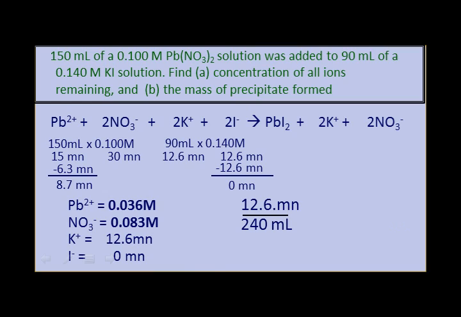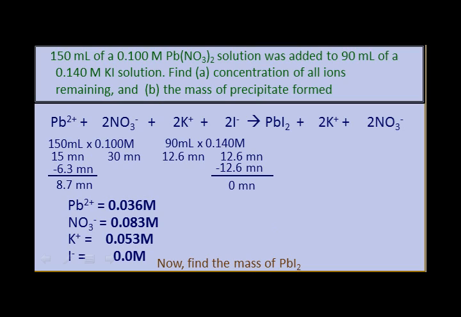And let's see. For the potassium ion, we have 12.6 millimoles of potassium ion over 240 milliliters. That gives us 0.053 molar potassium ion. Put that here. And what about your iodide? Of course, if you put 0 millimoles over 240 milliliters, you get nothing, right? So there's that. Now we have the concentrations of all of these things that remain.